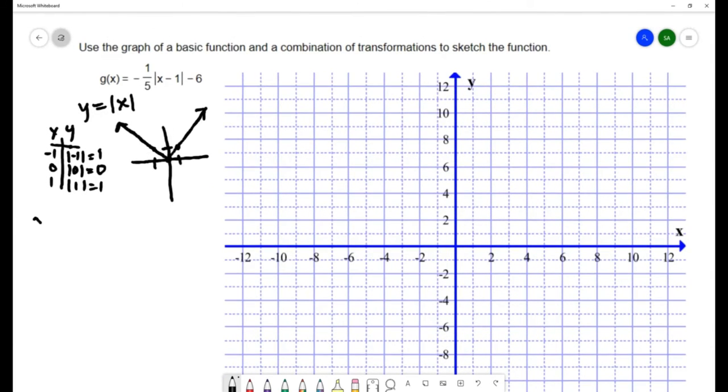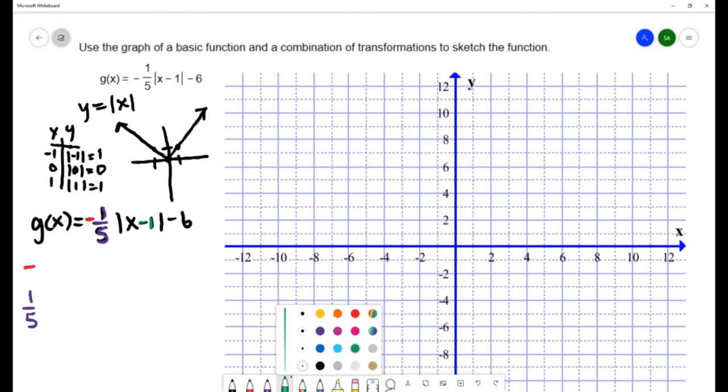So our function, g of x, equals negative 1/5 absolute value of x minus 1 minus 6 has 4 different transformations in this example. So let me try to distinguish each one of them with a different color here. So we have this negative, we have the 1/5, we have a minus 1, and let's get a blue, we have a minus 6. I forgot to write the minus 1 here.